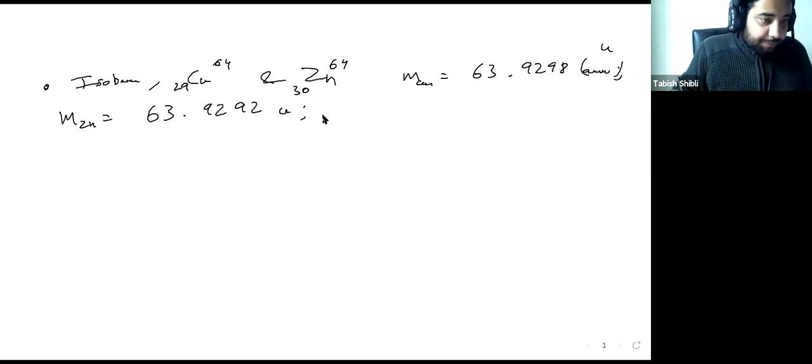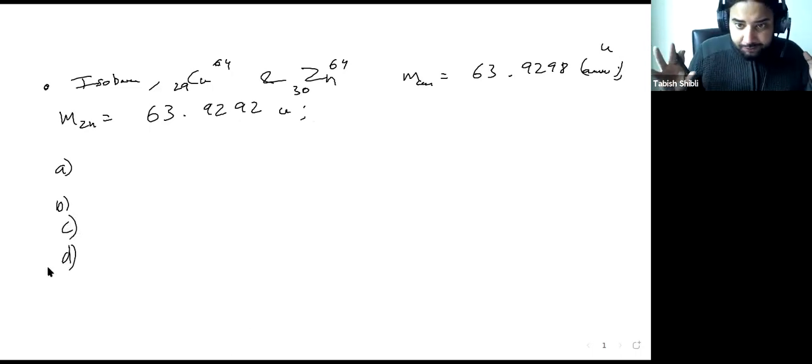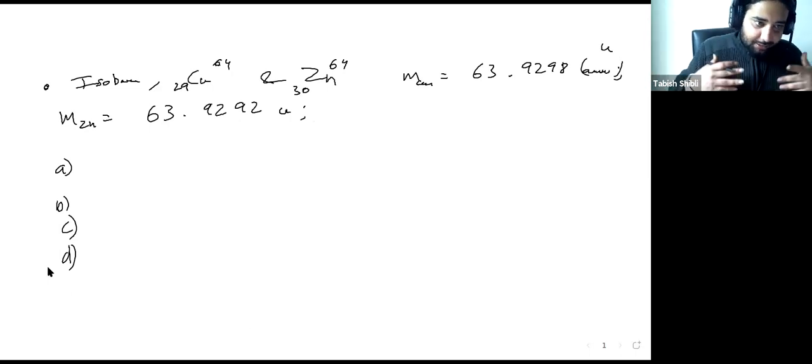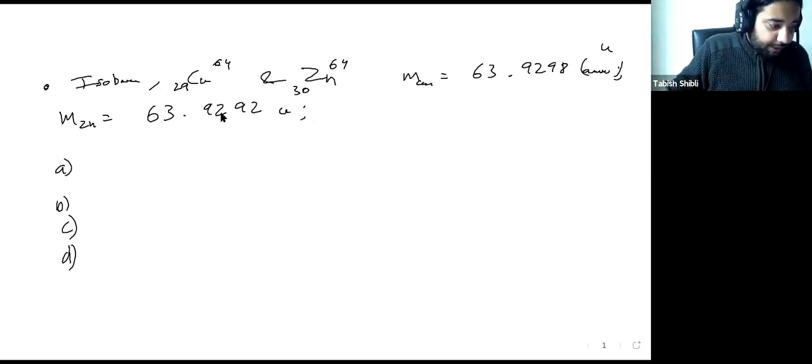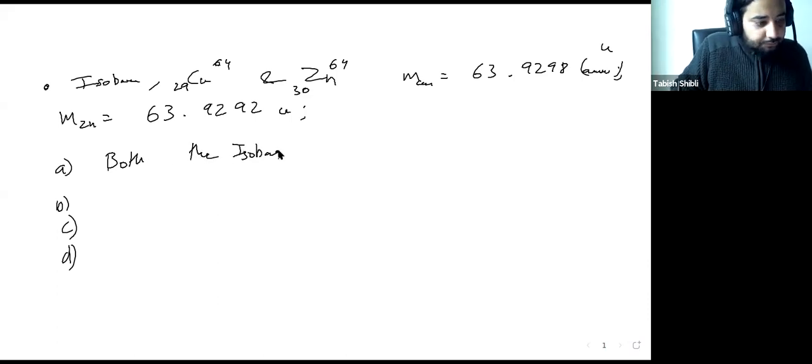What can be concluded from the data? There are four options I'm giving you. Just tell me which of these options might be correct. Multiple options might also be correct, it's not just that one of the options might be correct. So the first option is both the isobars are stable.